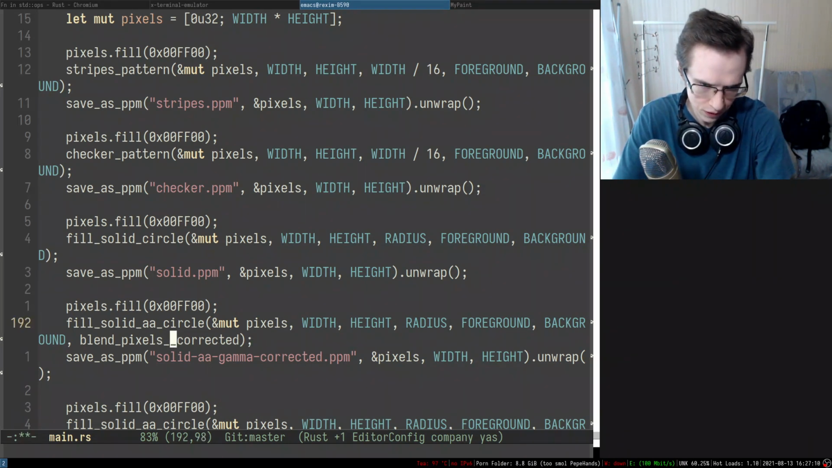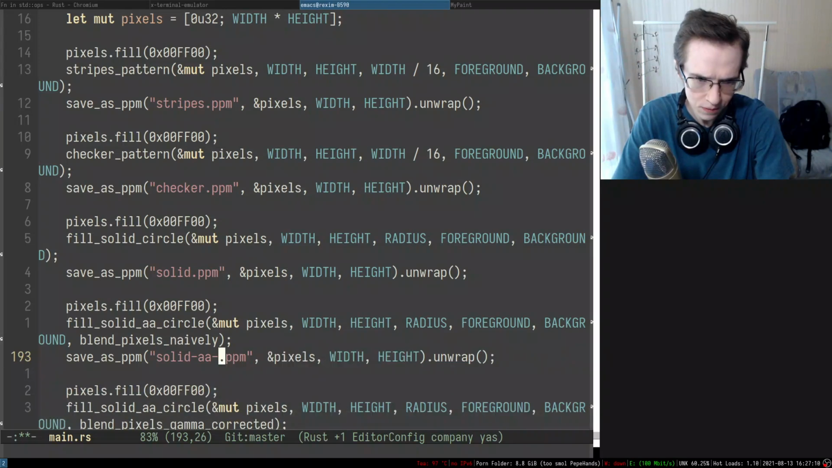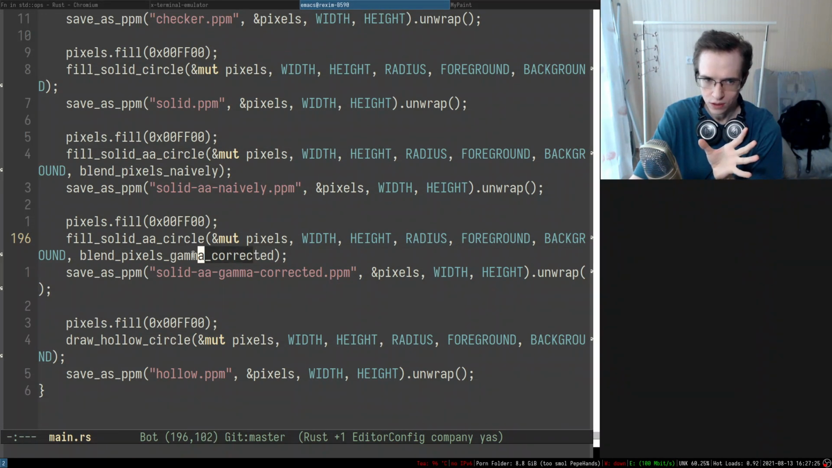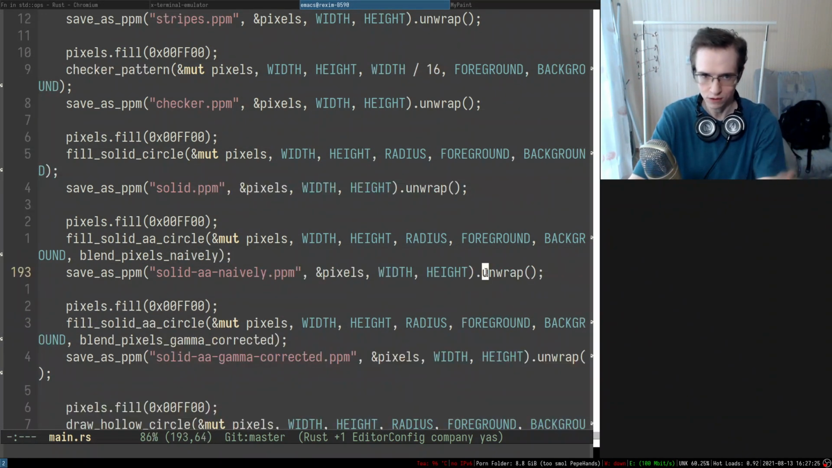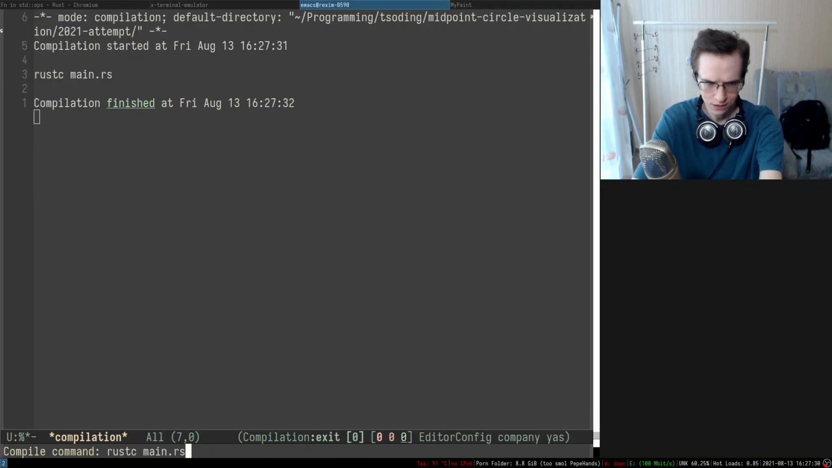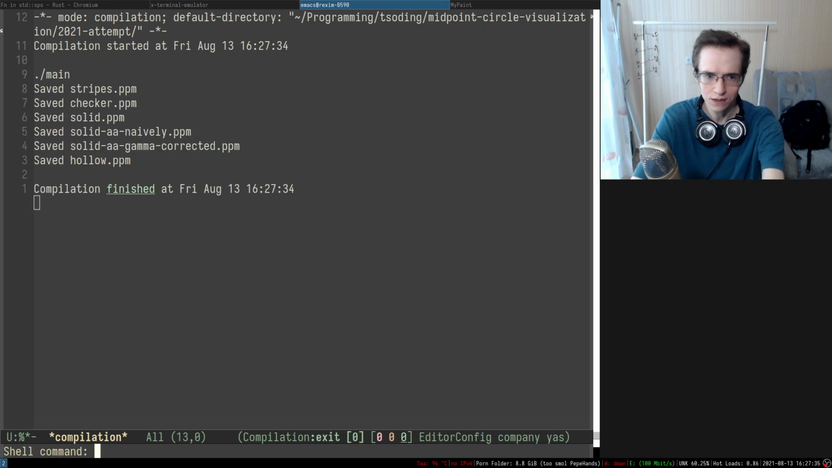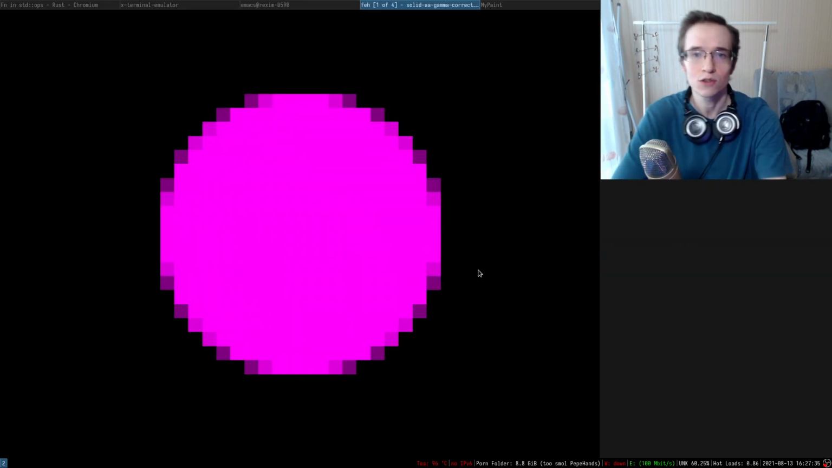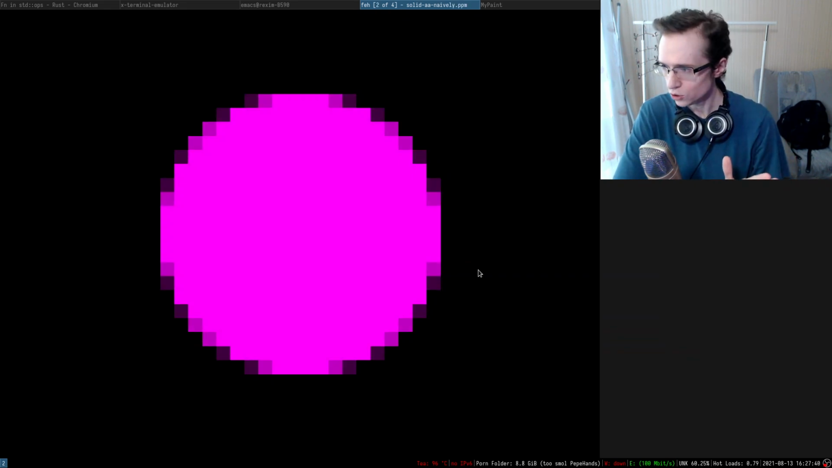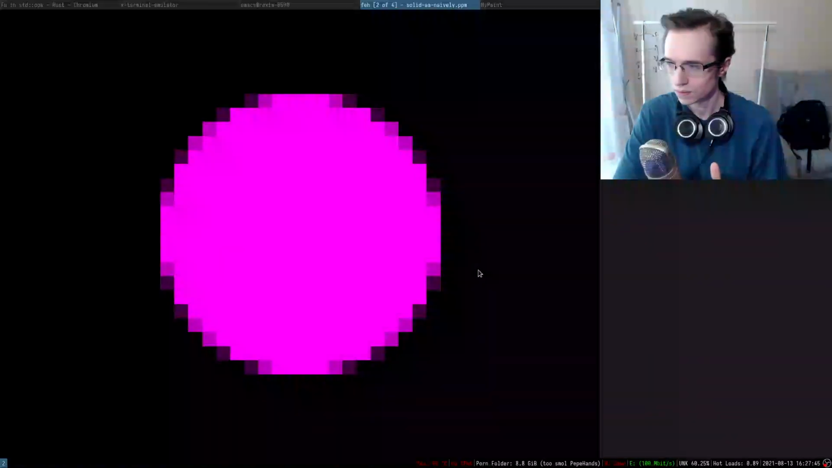So okay, naively. All right. So as you can see, I'm using the same function, but I'm just parameterizing it with the blend pixels function, right? And hopefully that will produce something more reasonable. Let's try to render everything and take a look at that stuff. Okay, so gamma corrected, naively. That's very interesting. This is the naive approach, and this is gamma corrected.